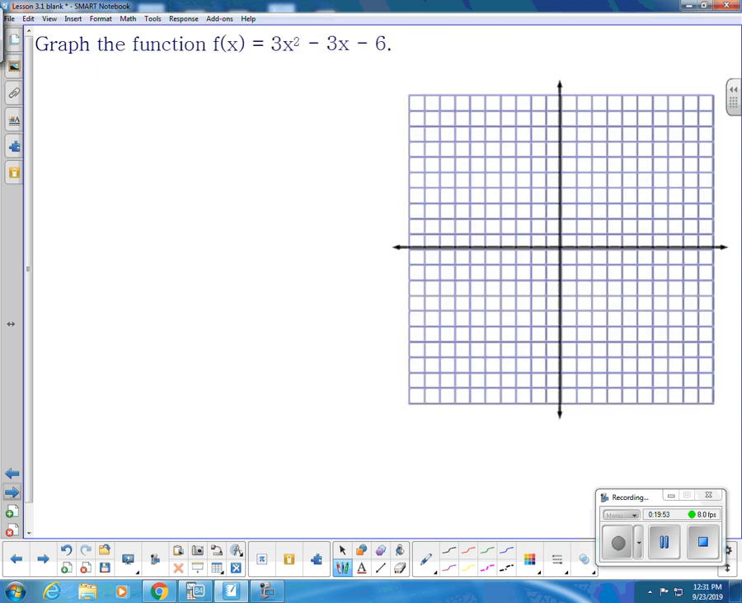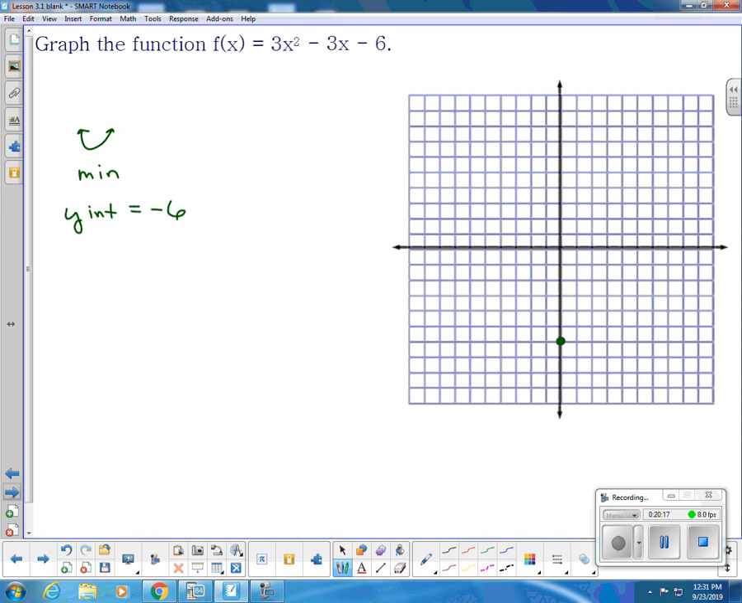So, what do we know? Just looking at it: opens up, has a min, y-intercept of -6. Perfect. Okay. So y-intercept: 1, 2, 3, 4, 5, 6. We know it opens up. All right. Let's find the vertex.